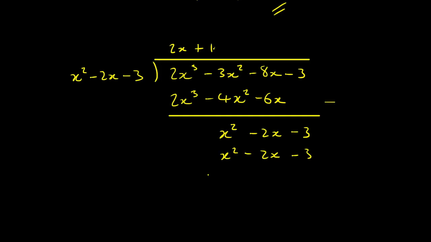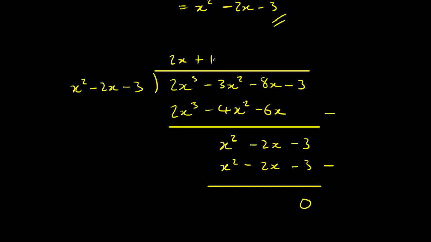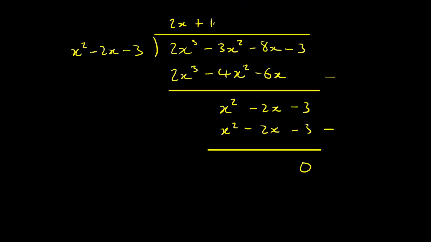And of course, if I was to subtract that off again, then I'll get 0, which is what we want, because we know that this is a factor, so there shouldn't be any remainder. We should get a remainder of 0. So what has that shown? That has also shown that 2x plus 1 is also a factor of our polynomial.